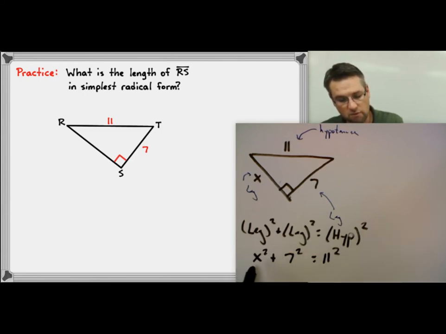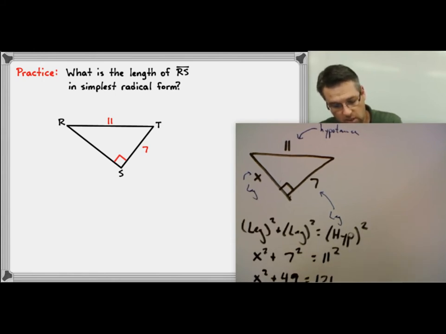So now we're just going to solve for x. We have x squared plus 7 squared is 49. And then 11 squared is 121. So you can see that this is actually a quadratic here. We have to solve for x. The best method here is going to be the square root method because we only have x squared. So our next step is going to be to isolate the x squared. So we'll subtract the 49. And so we end up with x squared equals 72. 121 minus 49, that is correct.